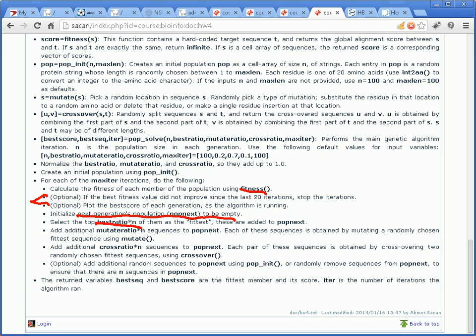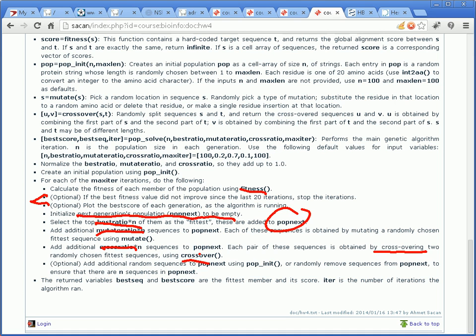You will pick the top few of them as the fittest, and these will be added to the next generation. Okay, and you will also pick mutate ratio times n of the original sequences, do mutations on those and add them to your next generation. So some individuals go as they are. Some individuals get mutated and moved over to the next generation, and some of them, cross ratio times n of them, are going to move to the next generation by crossing over two using crossover.